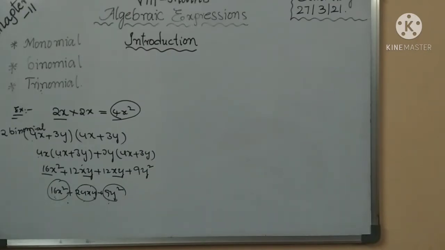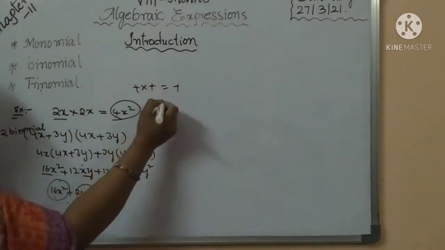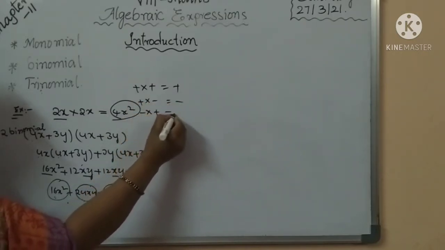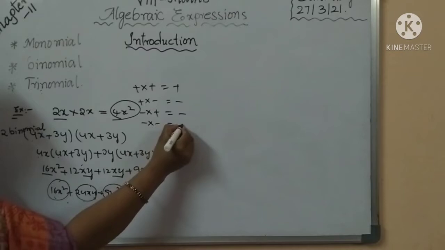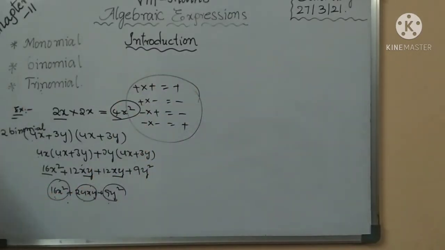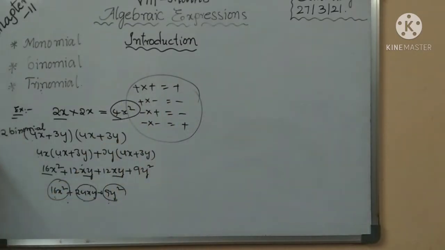Okay, already we know the sign rules in mathematics. Plus into plus is equal to plus, plus into minus equal to minus, minus into plus equal to minus, minus into minus equal to plus. This is a fundamental topic in mathematics. This chapter is based on these fundamental properties.